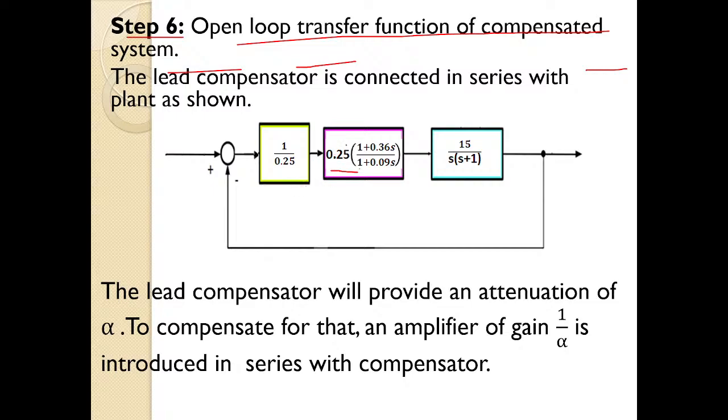Okay. So, here we have an attenuator value. If we don't want the attenuator, what we have to do is connect an amplifier. So, this is our amplifier value. Okay. So, this is the amplifier block. This is our GC of S. This is G of S. So this is the lead compensator. You can connect the compensator in series or parallel. Here we are showing the series connection. Okay, so this is our whole system along with the lead compensator. Okay, so draw it.